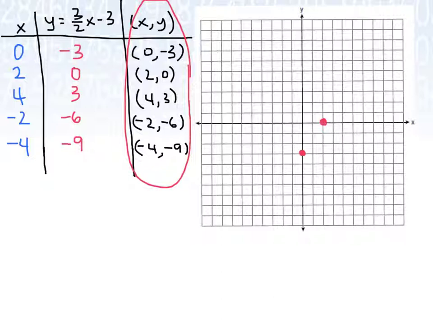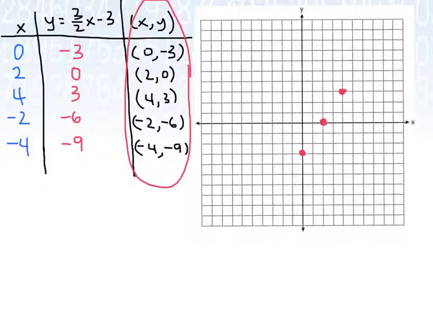I'm also going to plot 4, 3. That means if I start at the origin, I'm going to go 4 to the right and 3 up. Be able to plot that right there. So 4, 3. And you're starting to see a pattern. The dots appear to be falling in a straight line, and that's exactly what we want to see.